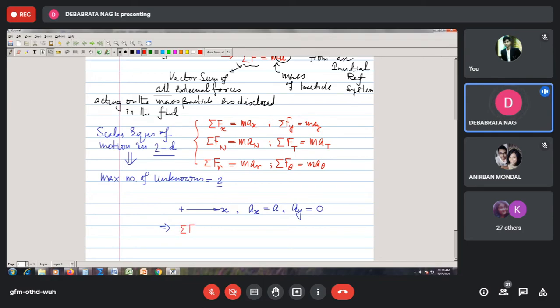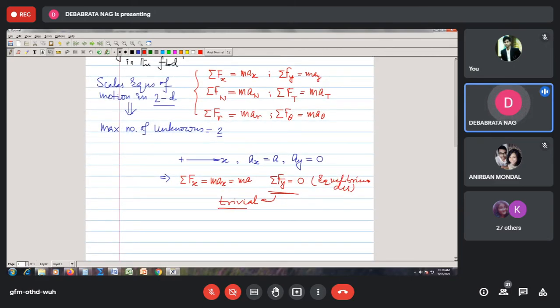What are they? They are sigma fx equal to max, or we can write it as m into a, and sigma fy, this is equal to simply 0. This is nothing but the equilibrium equation in the y direction. In certain problems, this equation may become a trivial equation. Trivial means it is auto-satisfied. 0 equal to 0 is a trivial relation. 2 is equal to 2 is a trivial relation.